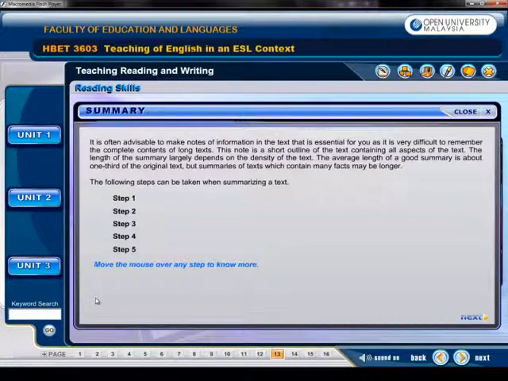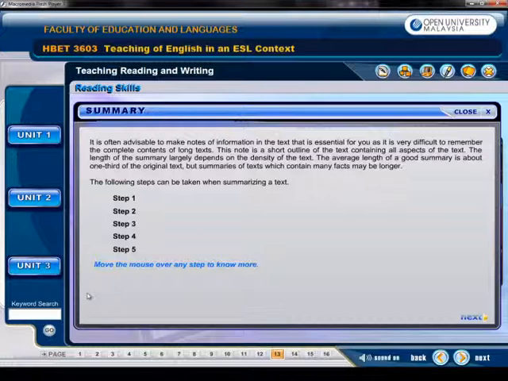It is often advisable to make notes of information in a text that is essential for you, as it is very difficult to remember the complete contents of long texts. This note is a short outline of the text, containing all aspects of the text. The length of the summary largely depends on the density of the text. The average length of a good summary is about 1/3 of the original text. But summaries of text which contain many facts may be longer.